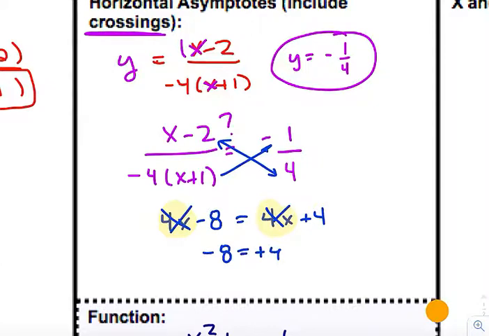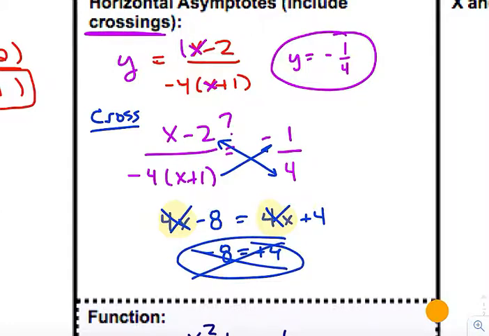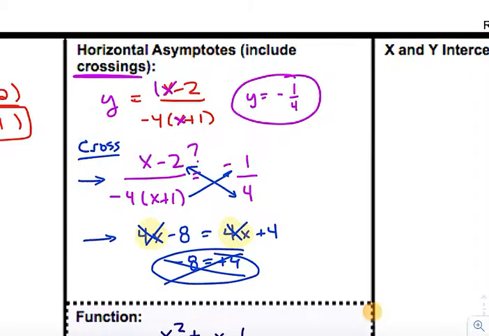Now remember, this is going to tell us if we're actually going to cross our asymptote. In this case, we're not going to, because this is a nonsense kind of thing. Negative 8 can never be 4, which means this equation can never be true. So it does not cross.